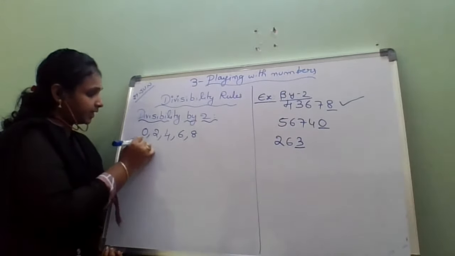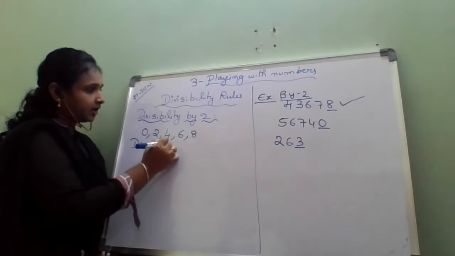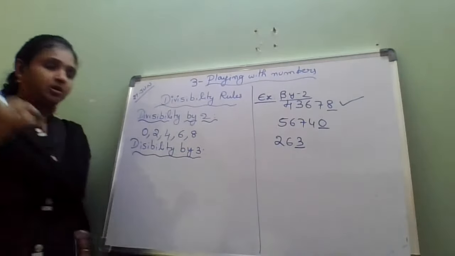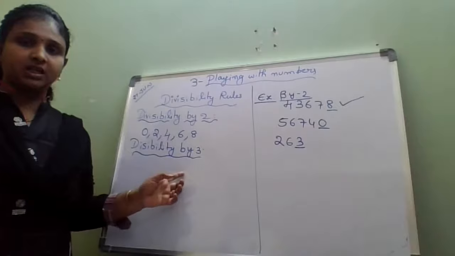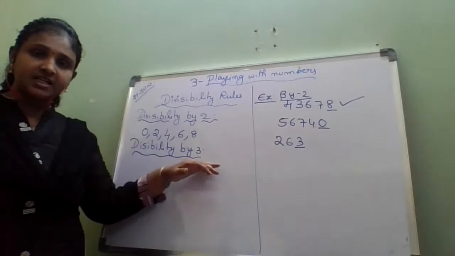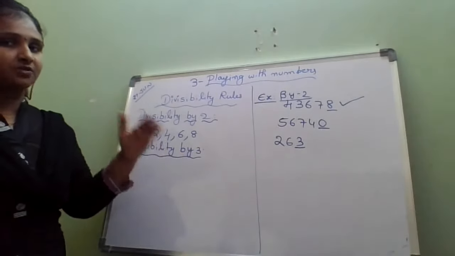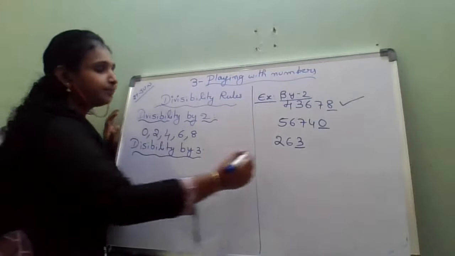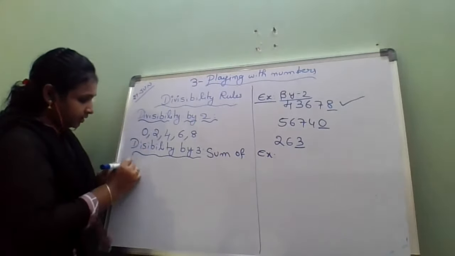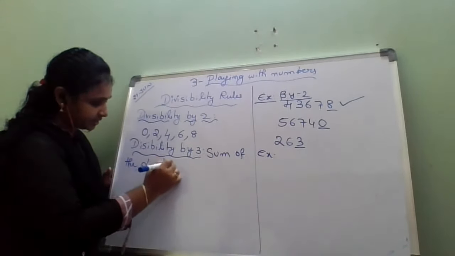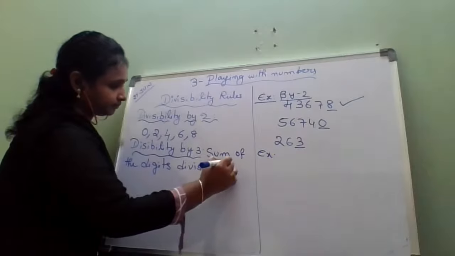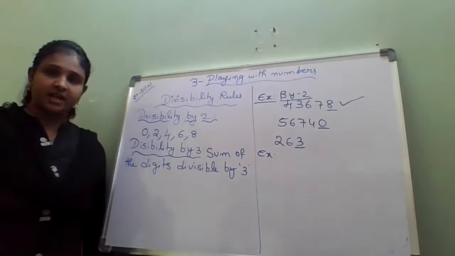Next, divisibility by 3. Okay, so what is the property of divisibility by 3? Take the sum of the digits. If the sum of the digits is divisible by 3, then that number is divisible by 3.